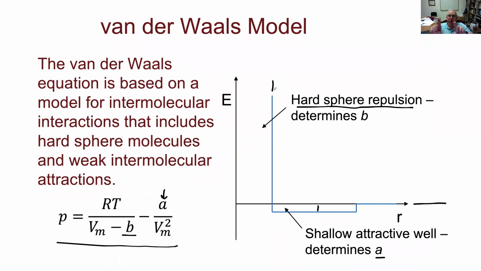If the distance from the center of one to the center of the other is a diameter, then the outside edges are bumping together. That's the point at which the potential energy goes up, because there's no way that we can force them closer together. If they're really hard spheres, that's like trying to take two bowling balls and push them together and get them to overlap. You basically can't do that.